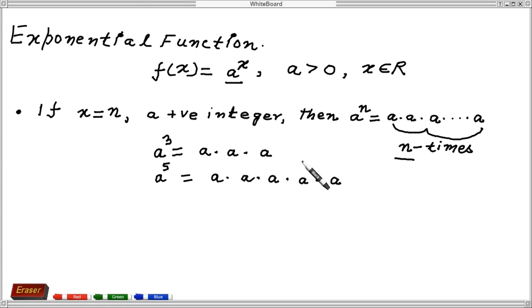Okay. Now point number 2. a power 0 equal to 1 all the time. Just remember this. Right? Point number 3, just remember this. a power salib n, this you will write a power salib n equal to 1 upon a power n. Just remember this.